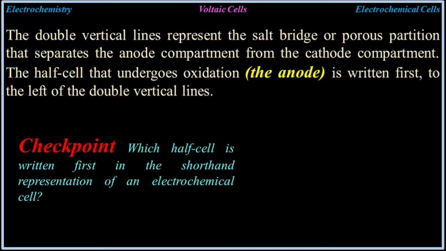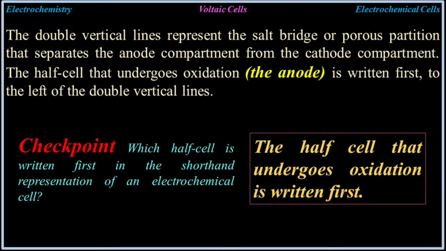Checkpoint. Which half cell is written first in the shorthand representation of an electrochemical cell? The half cell that undergoes oxidation is written first.